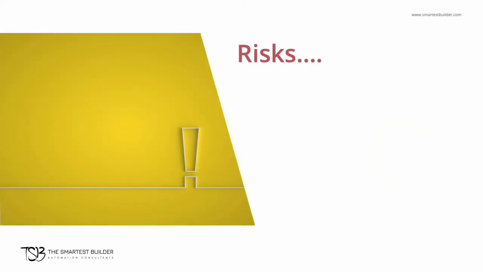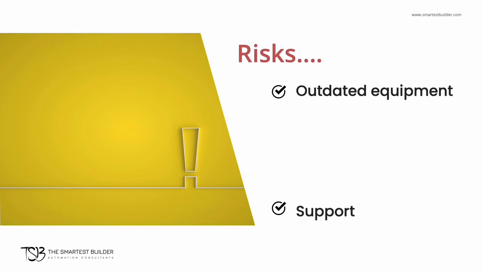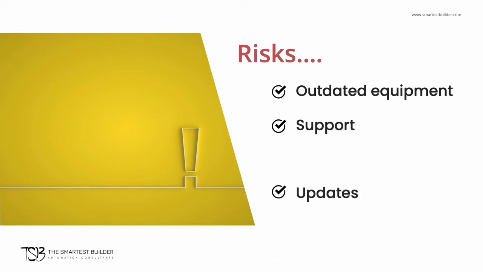Home automation seems risk-free, right? Wrong. There are real risks to automating your home, and it's important to list them first. Risks include, number one, having outdated or discontinued home automation. Number two, getting support for your home automation. Number three, getting software updates for your home automation. And finally, number four, hacking of or privacy invasion by your home automation.